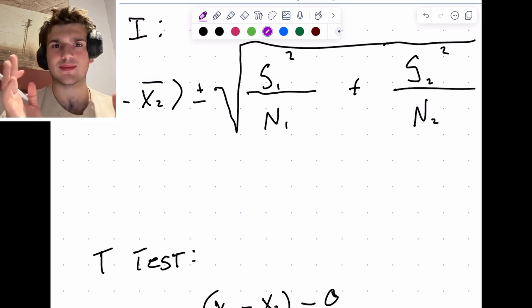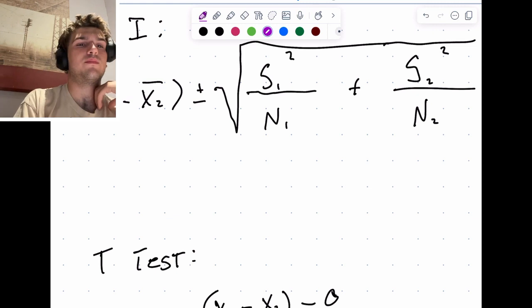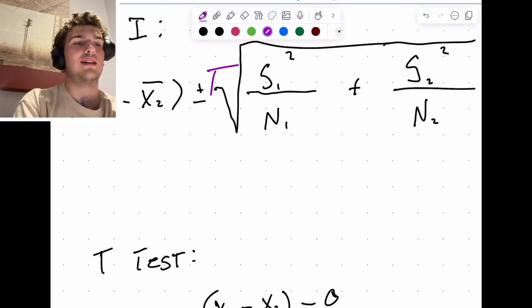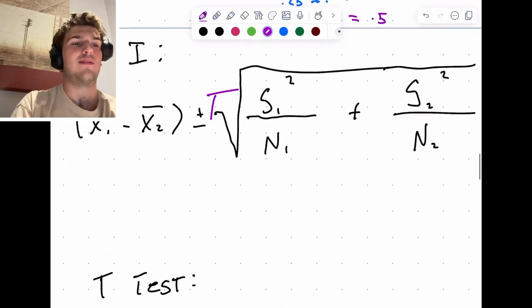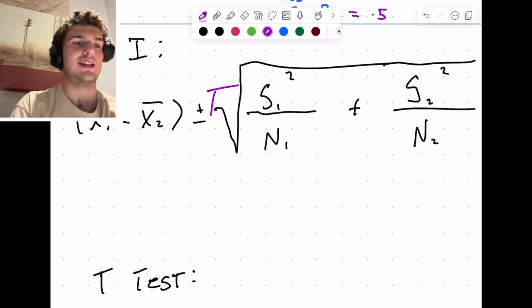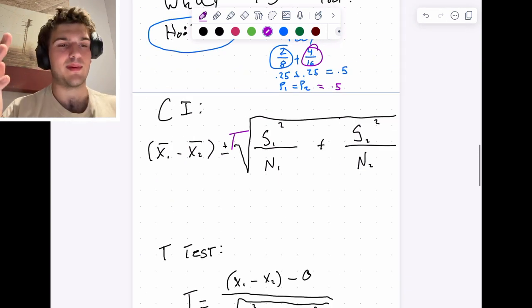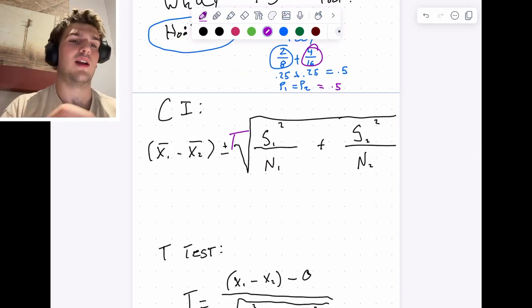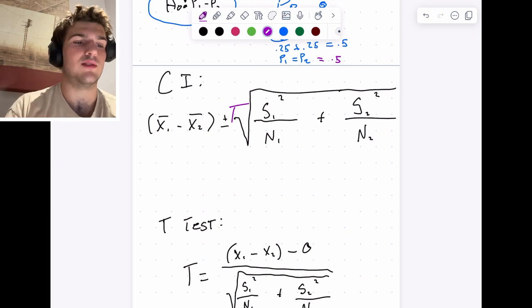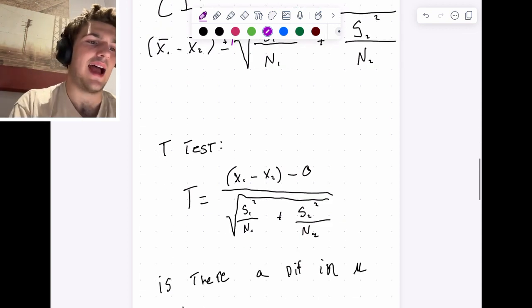Moving on to our t-tests. So, pretty easy confidence interval stuff. We have x1 minus x2 plus or minus t times the square root of s1 squared over n1 plus s2 squared over n2. And this is going to find us where that true difference in means lies.